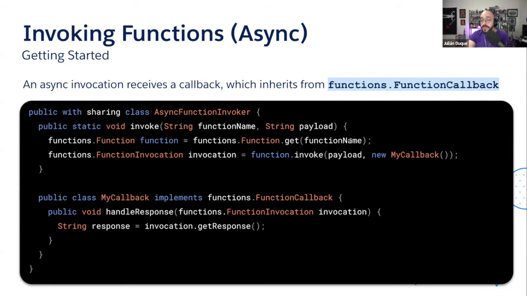How to invoke the function? The same. You get a function instance using function get, and then you create a function invocation by invoking the function with a payload and passing the callback as a second parameter for the function.